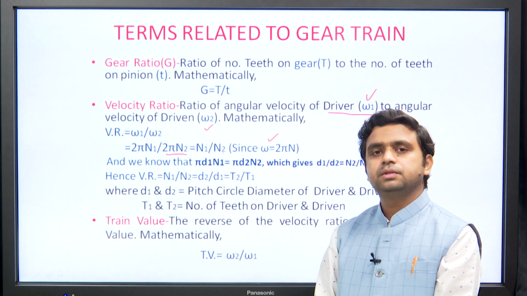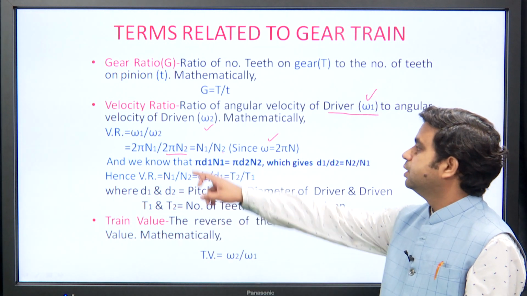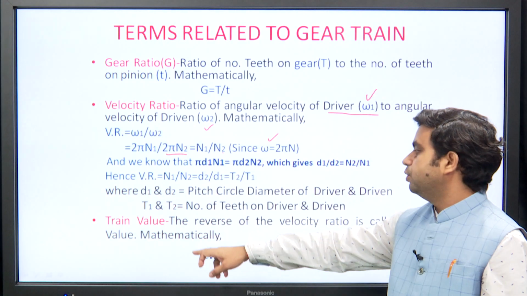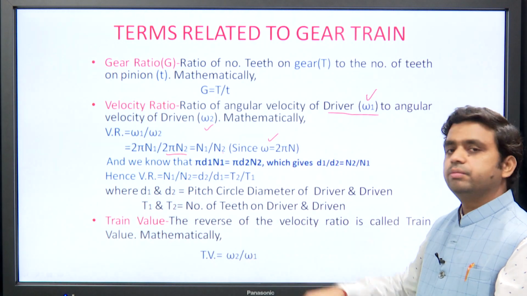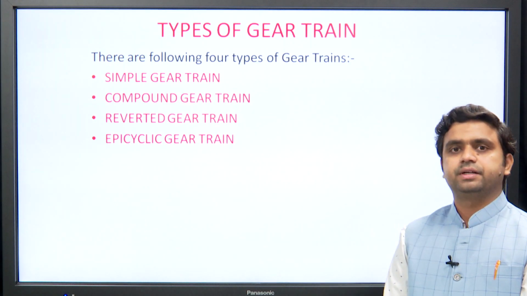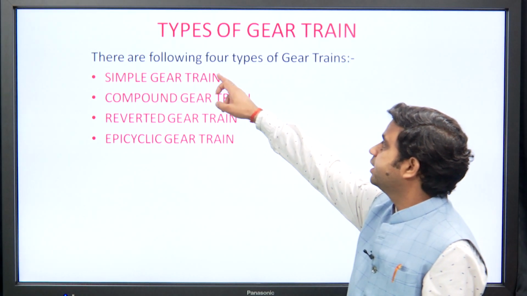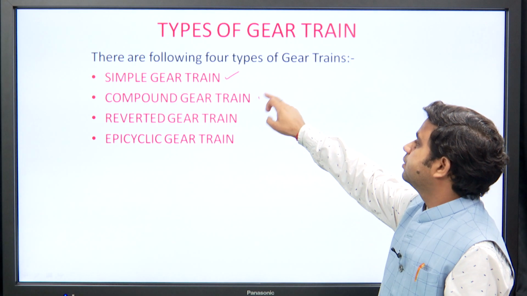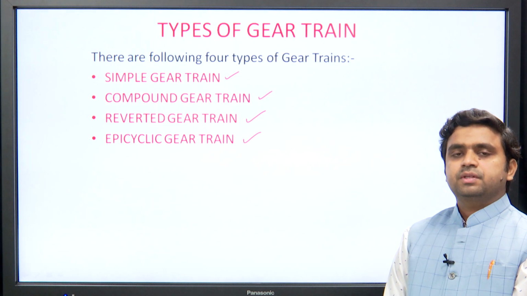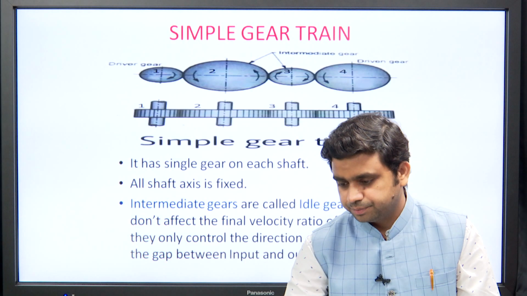Now, the train value. Train value is the reverse of the velocity ratio. Since we know that velocity ratio is omega 1 by omega 2, the train value is mathematically equal to omega 2 by omega 1. Now, types of gear train. There are the following 4 types of gear train: simple gear train, compound gear train, reverted gear train, and epicyclic gear train. First of all, we will study simple gear train in detail.